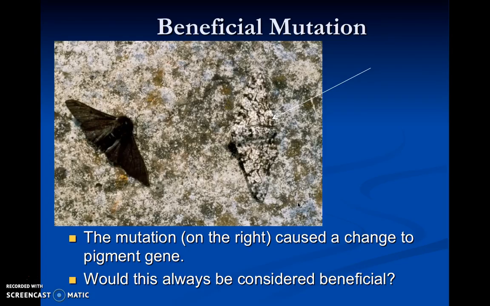Beneficial mutations. All right, so if you didn't notice, there are two moths in the picture. There's the black moth on the left, and then there's the speckled moth on the right. So a mutation in the moth on the right caused a change to the pigment genes, and the moth on the right appears speckled. So we want to think about, why do we consider that a beneficial mutation? And would we always consider this to be a beneficial mutation?